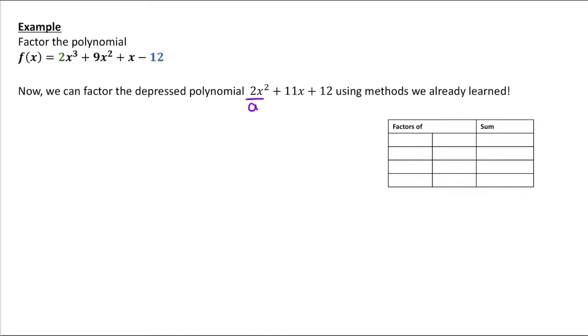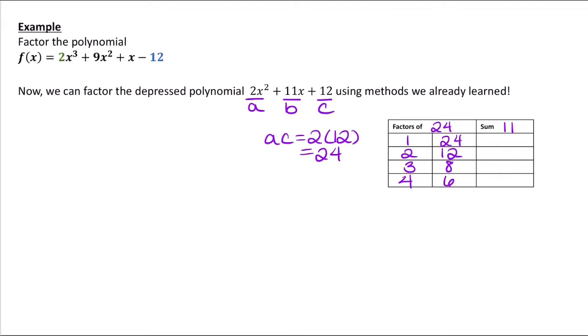So for example, 2 is A, 11 is B, and 12 is C, right? So we're going to be looking for factors of A times C, which is going to be 2 times 12, which is equal to 24. So we need to find factors of 24 that are going to add up to 11. So let's list out the factors of 24. So we have 1 and 24, 2 and 12, 3 and 8, and 4 and 6. So let's see, 24 is positive and 11 is positive, so we want all our factors to be positive. So let's go ahead and add these together. 1 plus 24 is 25, 2 plus 12 is 14, 3 plus 8 is 11, 4 plus 6 is 10. So this is the correct combination.